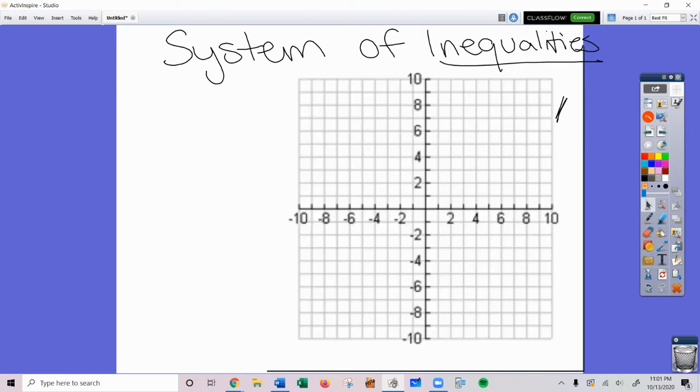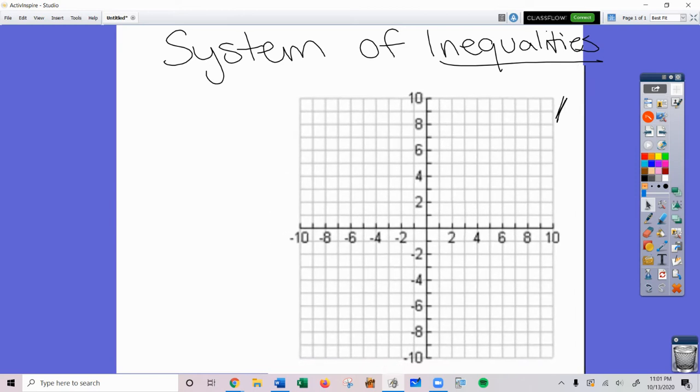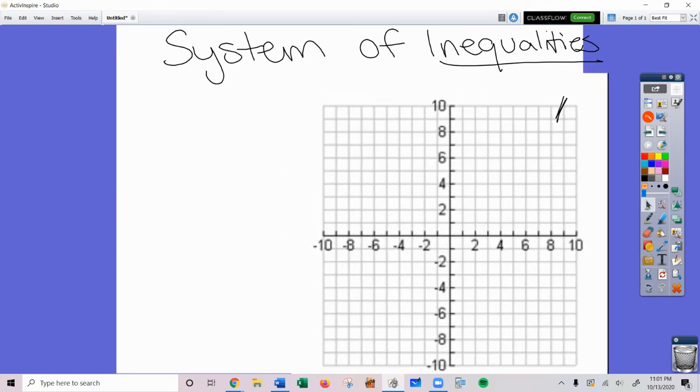an inequality, which means we need to remember our rules for graphing inequalities. Okay, so before we do anything with graphing a system or anything of that nature, let's just talk about graphing an inequality to start with. So let's say we want to graph y is greater than 2/3 x minus 7.